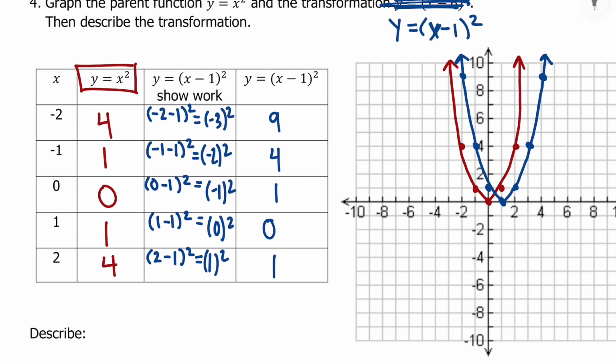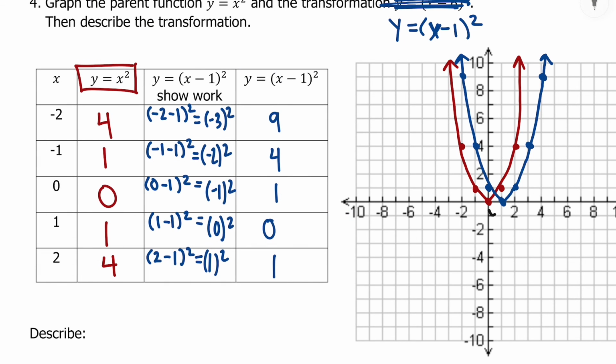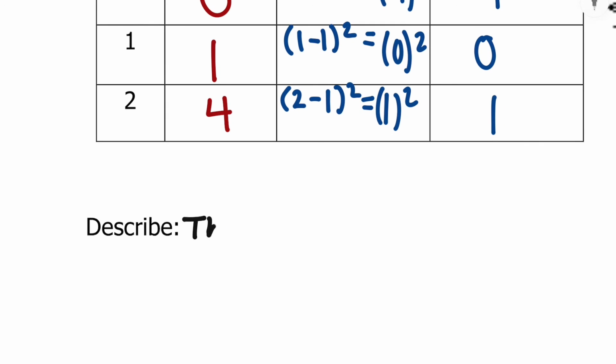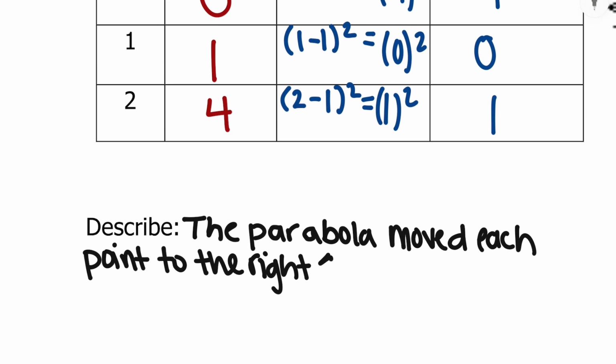Sorry about that. But now when I look at the graph, going from the red to the blue, the change is going to the right 1 for each of the points. Going right 1. So let's go to describe the parabola. Moved each point to the right 1.